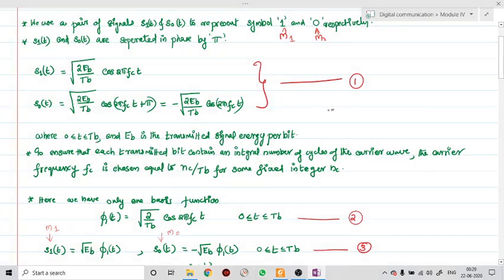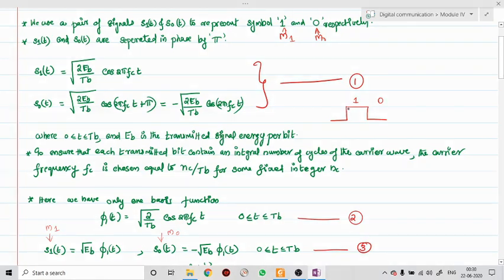It means that you are sending either 1 or 0. For example, you are sending 1. Here you are transmitting 1, here you are transmitting 0. Now for 1 you will be transmitting a high frequency cosine signal, right? For 0 you will be transmitting a high frequency cosine signal shifted by pi, right?